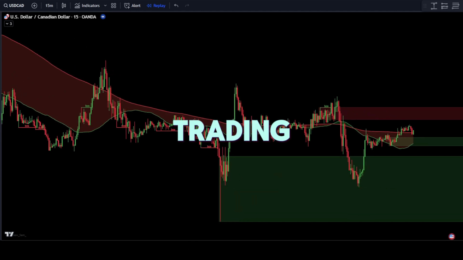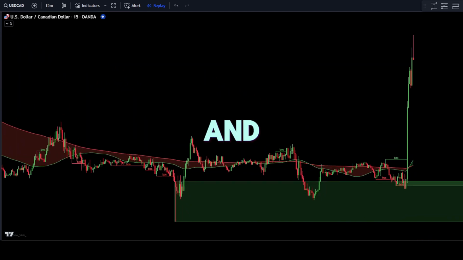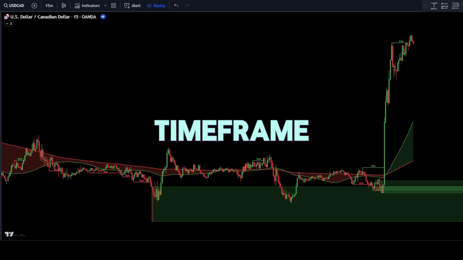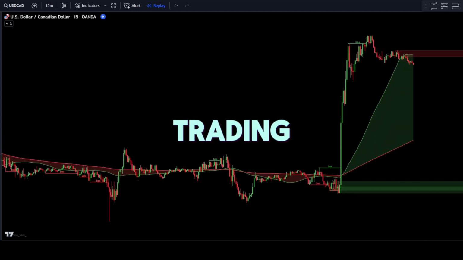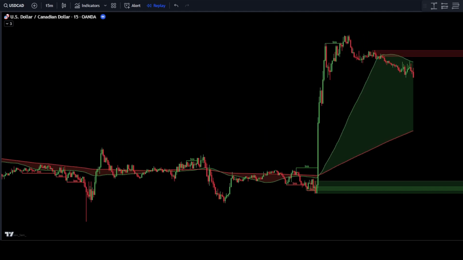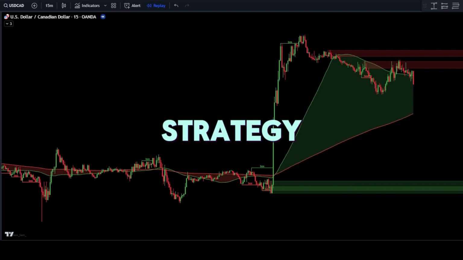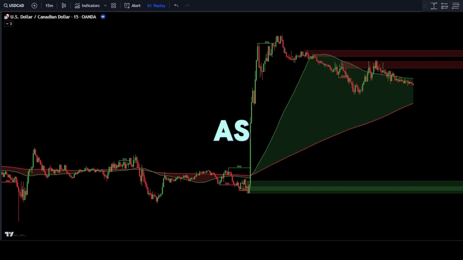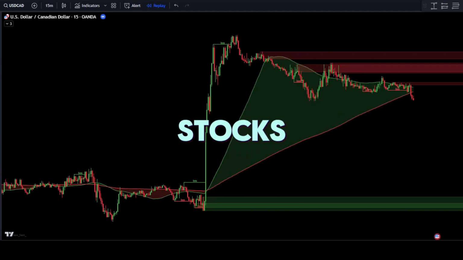The order block trading strategy that will be discussed in this video is very easy to use and can work on almost any time frame. That's why you can use this trading strategy for scalping, day trading, or swing trading. Additionally, you can also use this smart money concept trading strategy to trade all assets such as forex, gold or XAUUSD, crypto, stocks, or others.